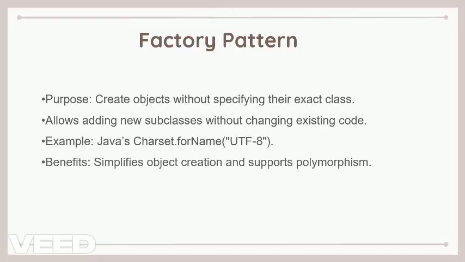The factory method pattern is a way to create objects without specifying their exact class. Instead, a factory method returns the appropriate object based on the situation. This approach allows developers to add new subclasses without changing existing client code. For example, in Java, the method Charset.forName("UTF-8") uses this pattern to return the correct charset. By using factories, developers can simplify object creation and support polymorphism more effectively.